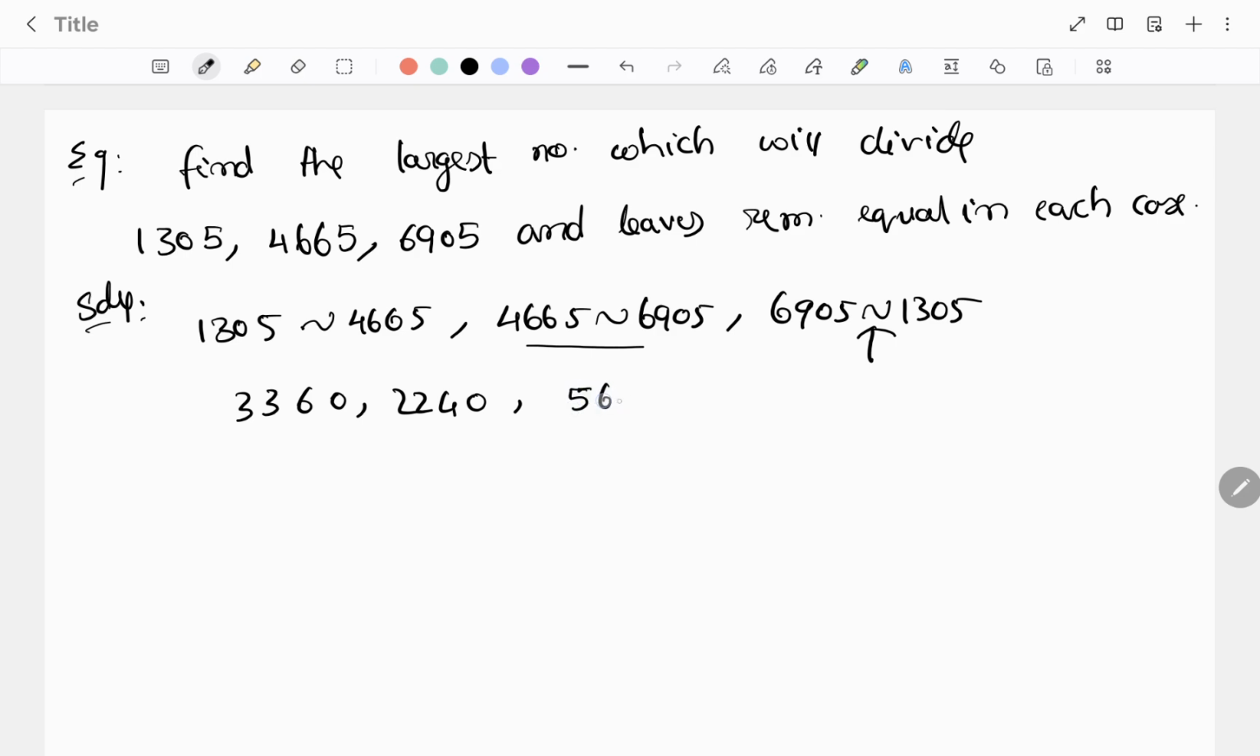5600. Okay, so now see that this gap is the highest, but this gap is small. So I will go with this 1120. Yes, 1120 three times is this, two times is this, and 1120 five times is this number. So done, 1120 is our answer, the HCF.